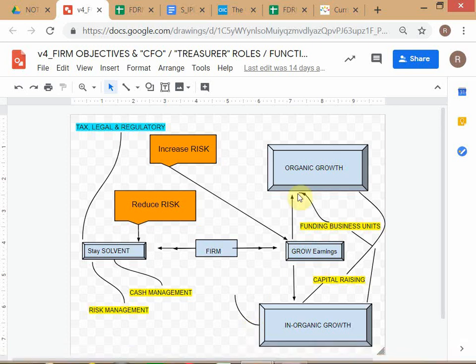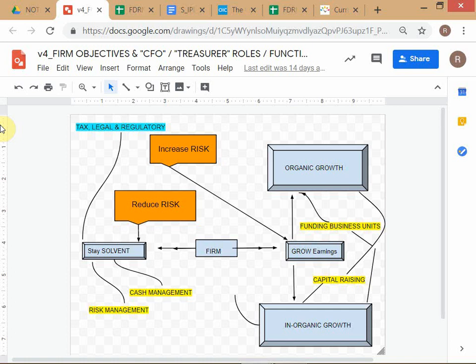Now the functions performed by the CFO unit are given here, the ones in yellow and the ones in blue. There is cyan over there, okay? The blue coloring on tax, legal and regulatory is because MBAs normally don't get those jobs. You have to be either a lawyer or an accountant, which is a separate professional degree. So normally MBAs don't get hired into those functions.